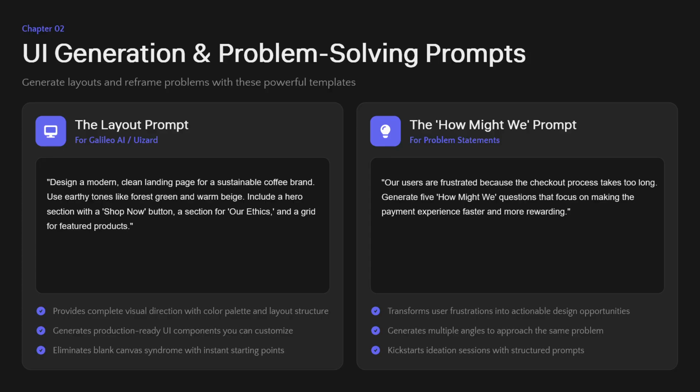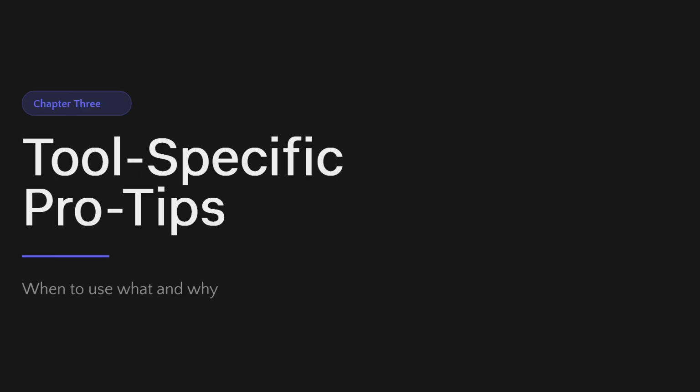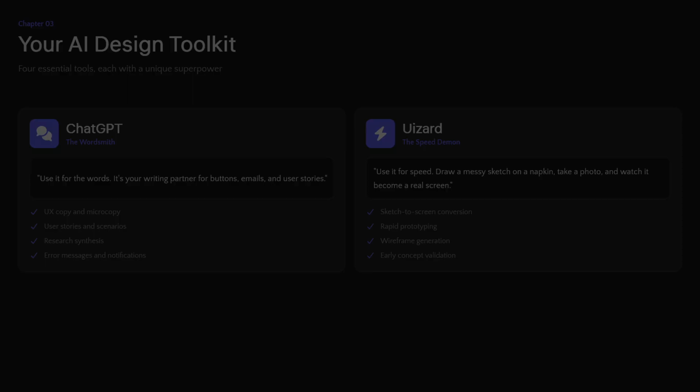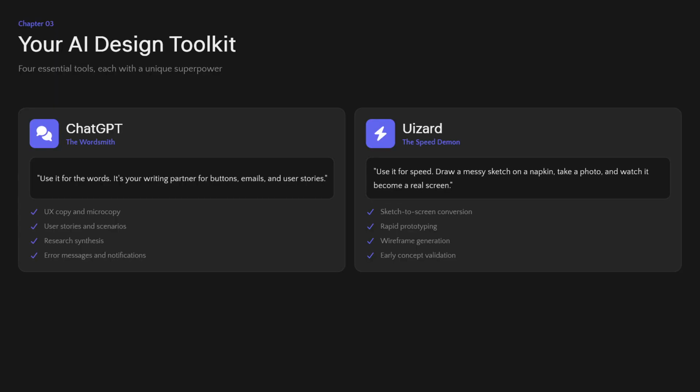Okay. So now for chapter 3, we're going to talk about the tools. Like I said, ChatGPT. ChatGPT is used for words. It's your writing partner for buttons, emails, user stories, and also content in your app. So it helps you with UX copy and microcopy, user stories and scenarios, research synthesis, error messages and notifications. It gives you everything you need, the text and everything.